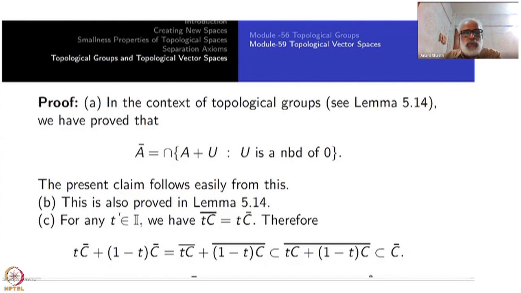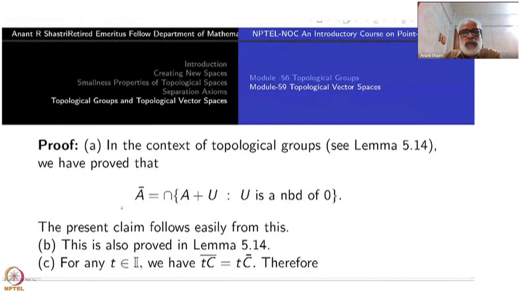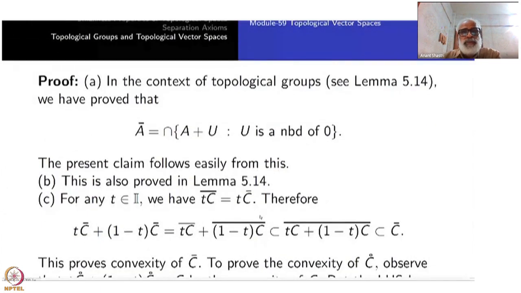Now come to statement C. If C is convex, I must show that C bar is convex. For any T belonging to I, we have T times C bar. That you don't have to worry about also. This is just multiplication by T, right?